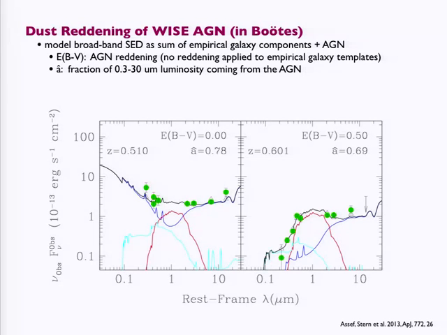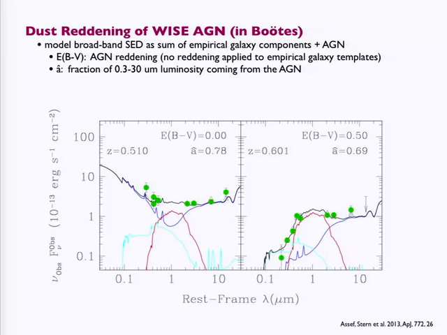And then A-hat is the term for what fraction of the light between 0.3 and 30 microns is coming from the AGN. So on the left-hand side, we have something that's 80% AGN light, and the AGN is unobscured. On the right, we have something that's 70% AGN, and the AGN is relatively obscured. And so he does that on the whole field.